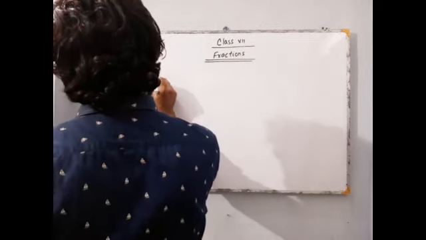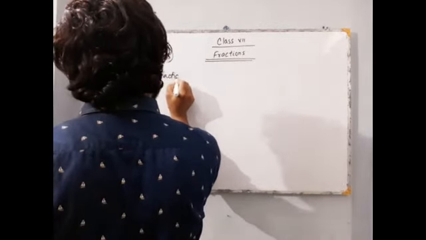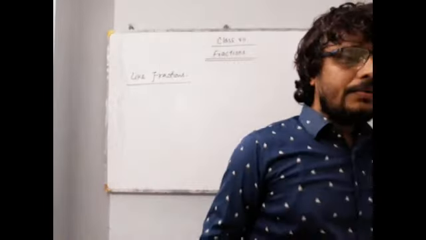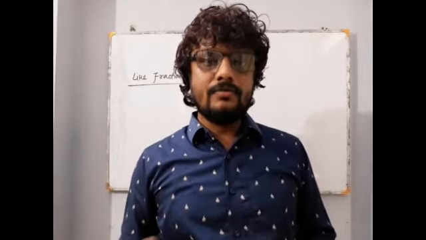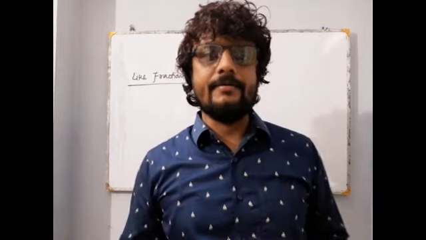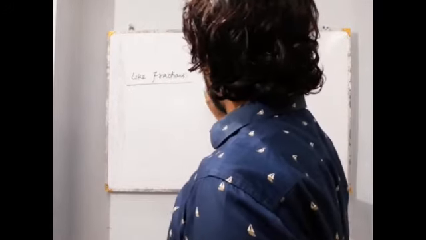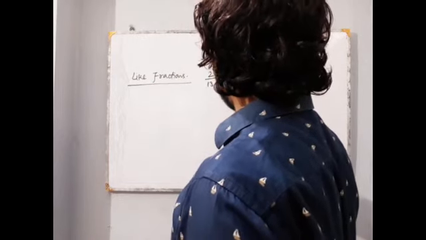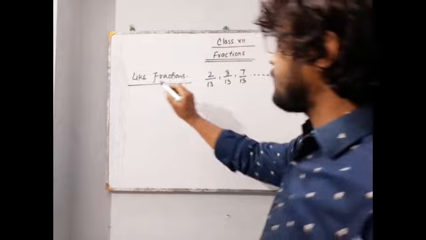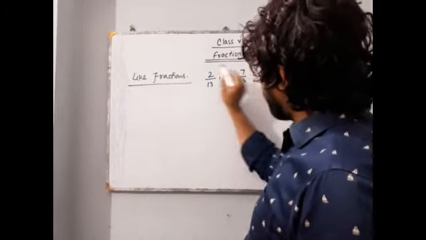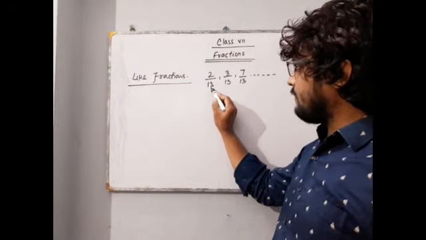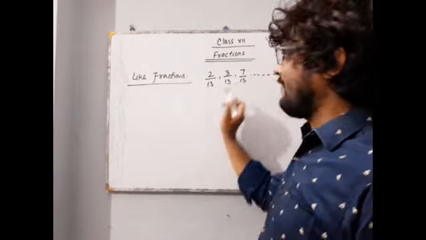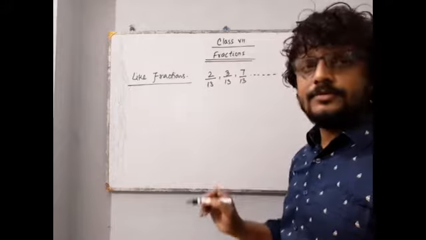Our next fraction is like fractions. Like fractions are those fractions whose denominators are equal or same but numerators are different. What I say, 2 by 13, 3 by 13, 7 by 13. These all are examples of like fractions because these fractions have common denominator, means same denominator 13, but different numerators, 2, 3, 7.